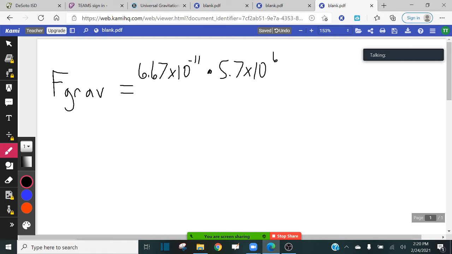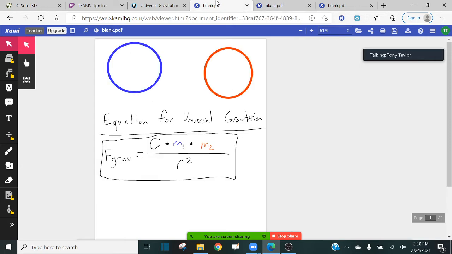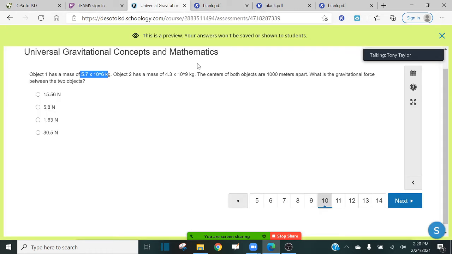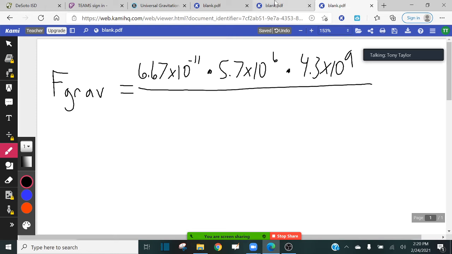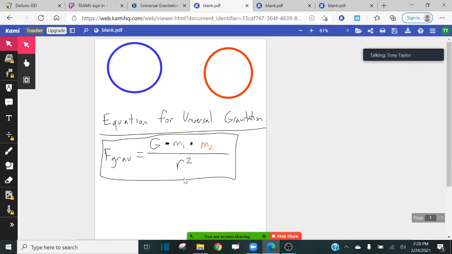So big G times the mass of the first object times the mass of the second object. What is the mass of the second object here? It says object 2 has a mass of 4.3 times 10 to the 9 kilograms. So all of that multiplied by 4.3 times 10 to the 9 kilograms. And then all of that gets divided by R squared.